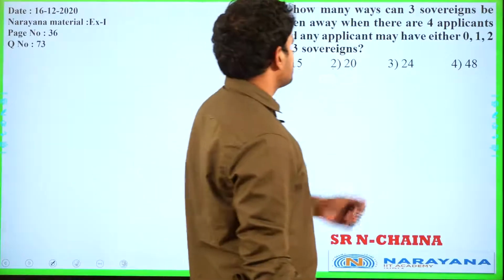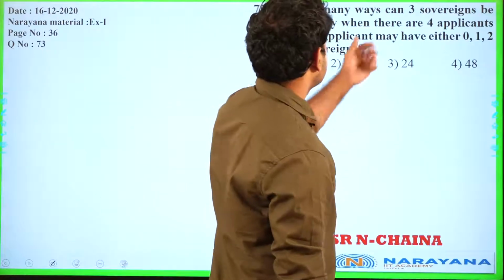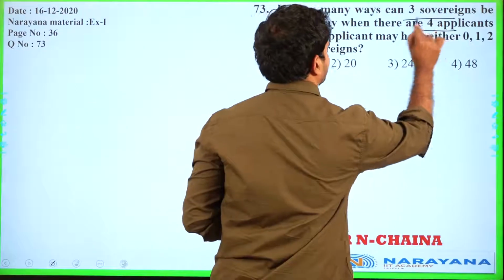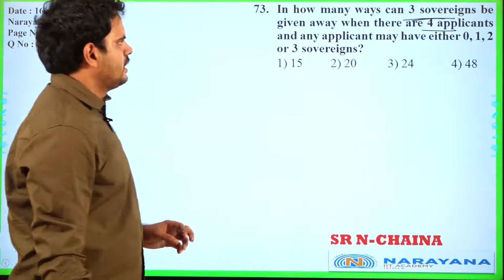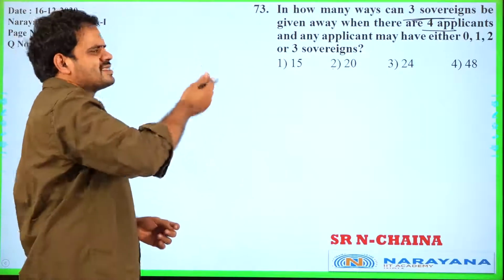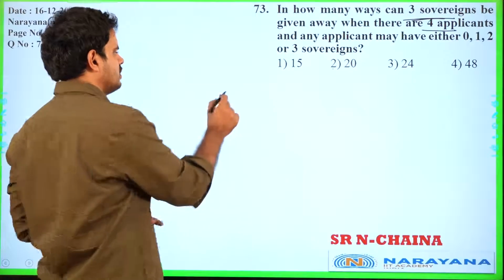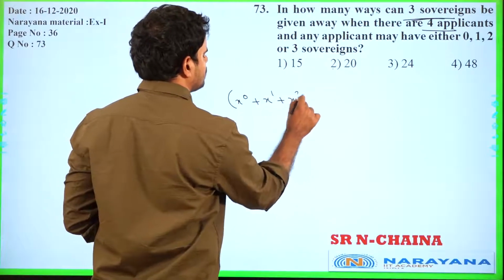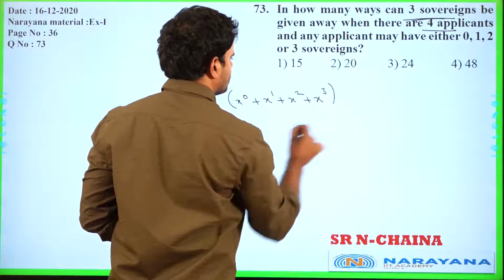In how many ways can 3 solenoids be given to 4 applicants? We have 4 applicants and 3 items. Every applicant can get 0 or 1 or 2. So it is again the same as that question, people. So what are you going to get? X power 0 plus X power 1 plus X power 2 plus X power 3.